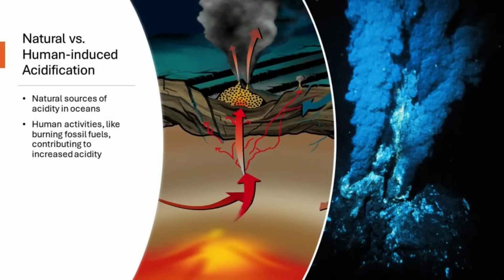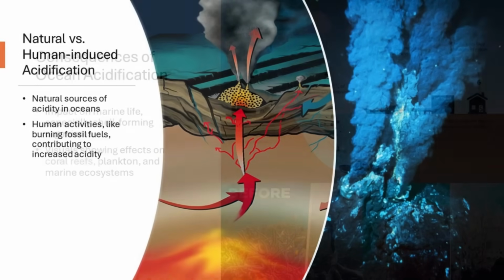Natural versus human-induced acidification. Let's explore the sources of acidity in oceans. While some acidity is natural, human activities significantly contribute to increased acidity. The burning of fossil fuels releases large amounts of carbon dioxide into the atmosphere, and a substantial portion of it is absorbed by the oceans. This human-induced acidification poses a threat to marine ecosystems. In this section, we'll examine the balance between natural and human-induced factors and their implications for ocean health.